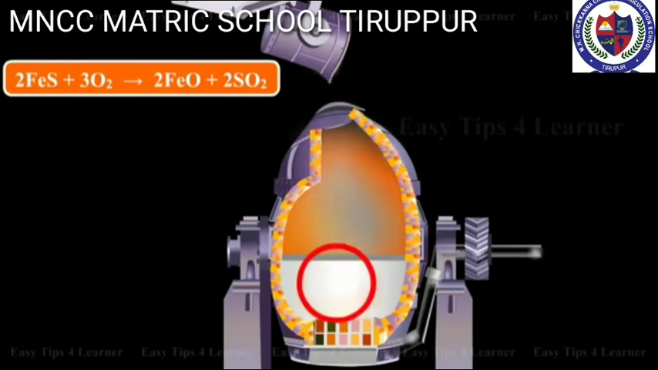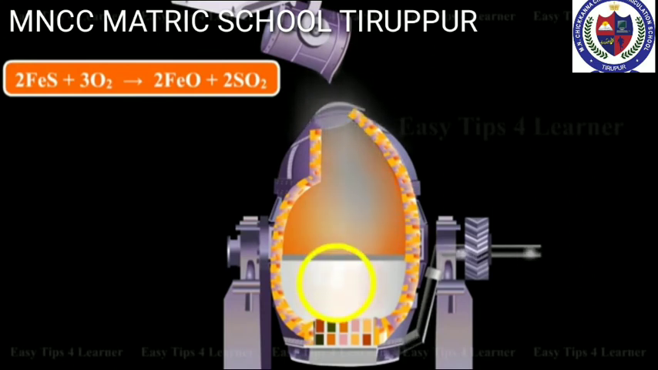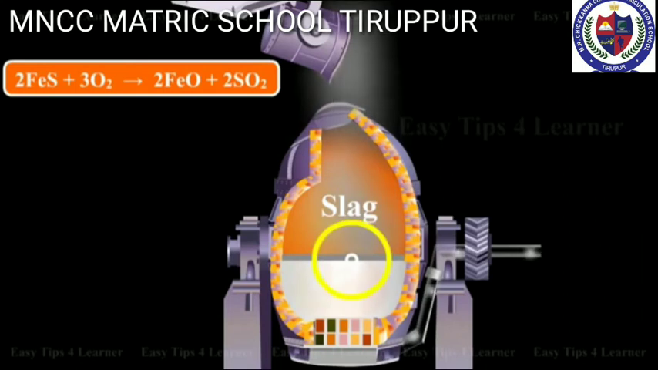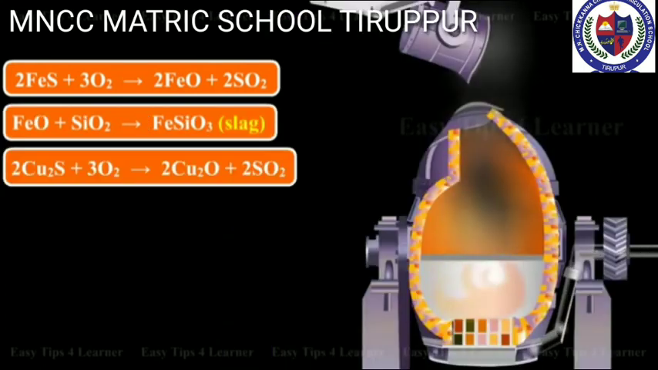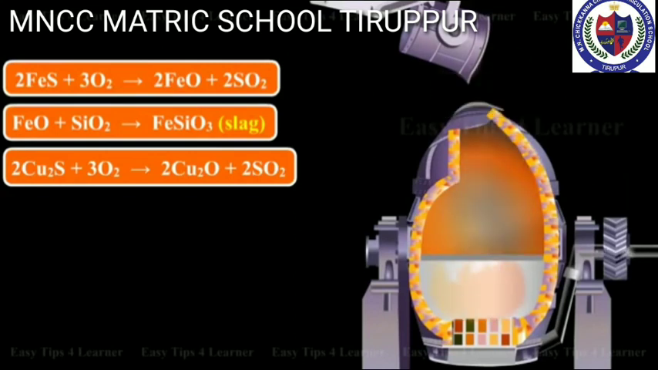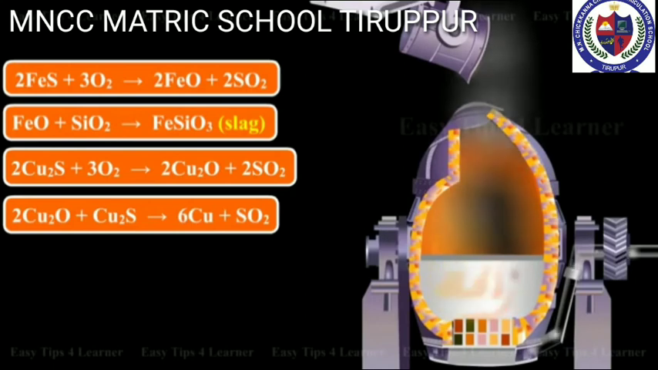And third step, copper sulfide reacts with oxygen to form copper(I) oxide and sulfur dioxide is removed. Next and last one, copper(I) oxide reacts with copper sulfide to form blister copper, with removal of sulfur dioxide.